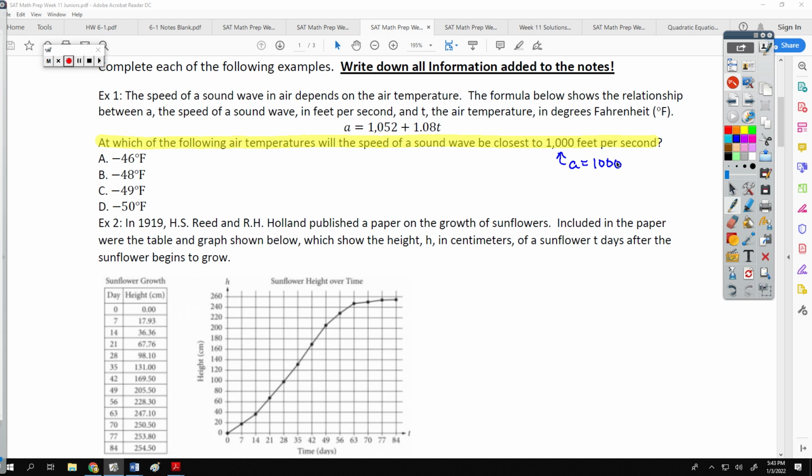So we're going to plug that 1,000 in for A, which would give us the equation 1,000 equals 1,052 plus 1.08 T. And we are then going to solve that equation for T. So that's a two-step equation. The first step is to subtract 1,052 from each side of that equation, which would give us negative 52 equals 1.08 T. And then to get T by itself, we need to divide by 1.08.